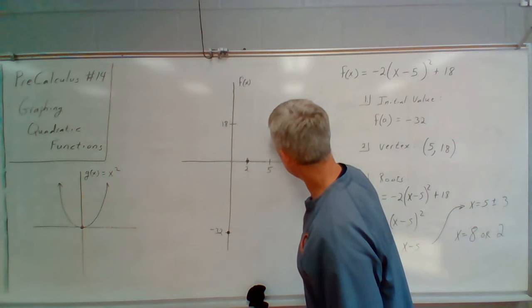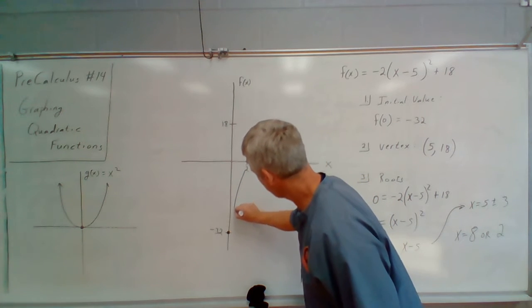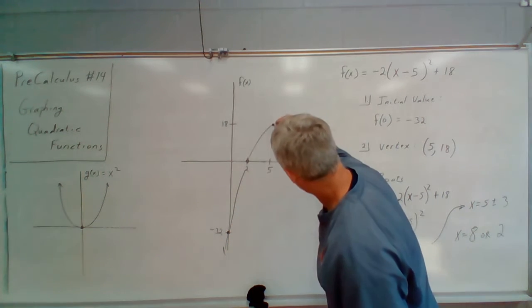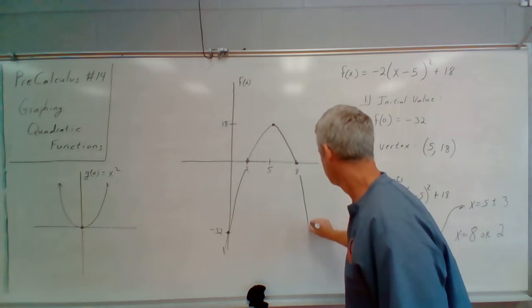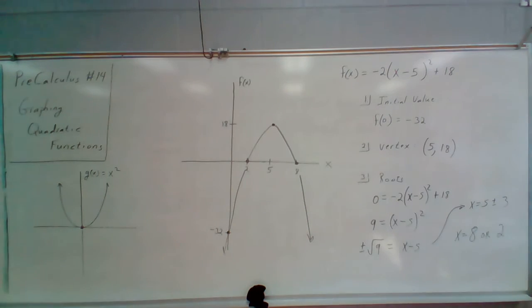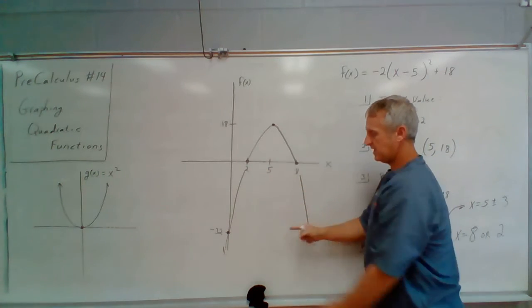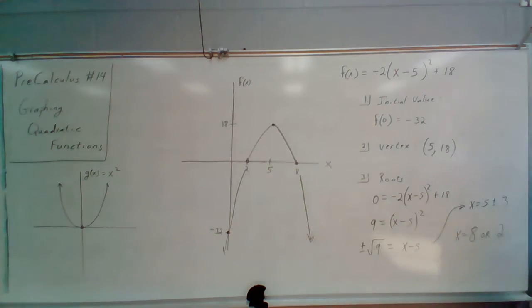Let's draw our parabola. It's not the most beautiful parabola in the world, but it works. All right, so vertex is at 5, 18. I have two roots at 2 and 8. Initial value at negative 32.